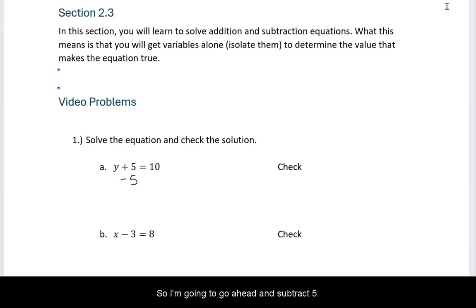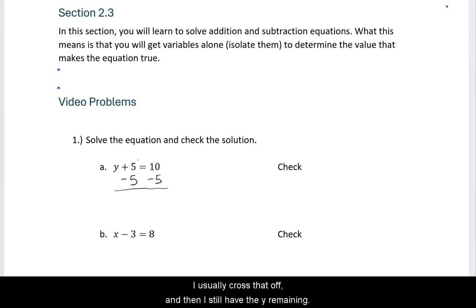So I'm going to go ahead and subtract 5. If I do something to one side, I have to do it to the other. Otherwise, my equation is no longer equal, right? So here I have plus 5 minus 5, which is 0. I usually cross that off, and then I still have the y remaining. So y equals 10 minus 5, which is 5.